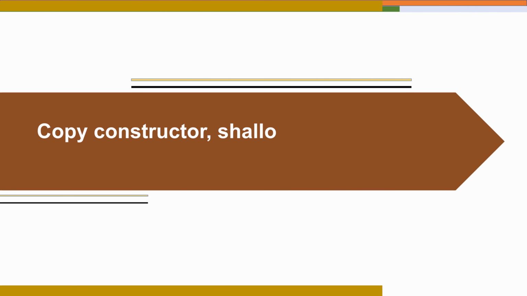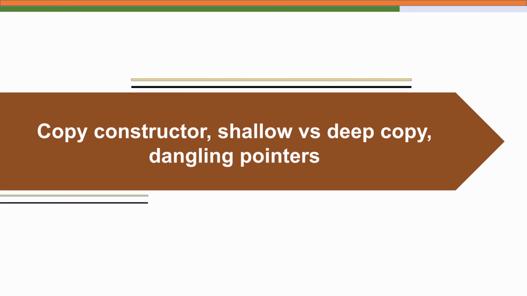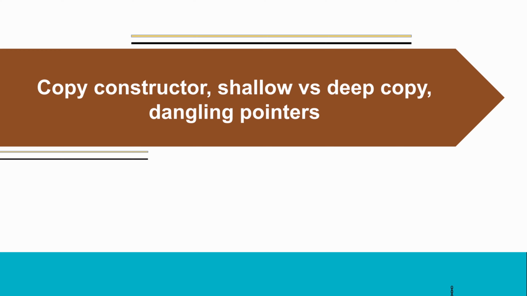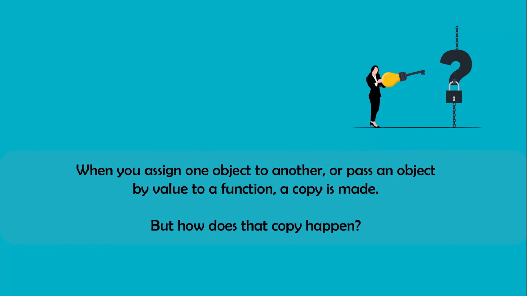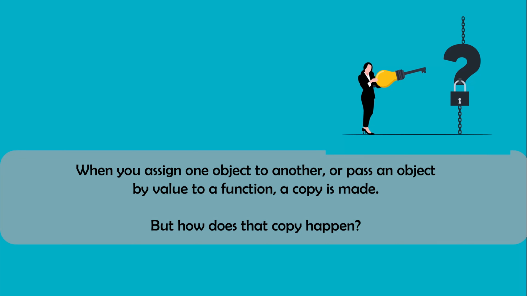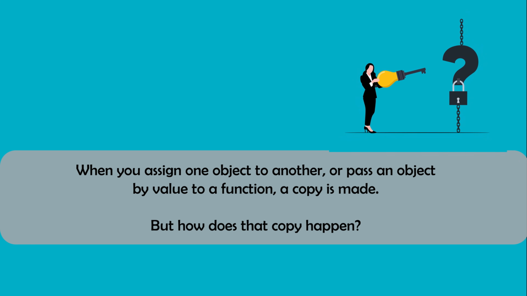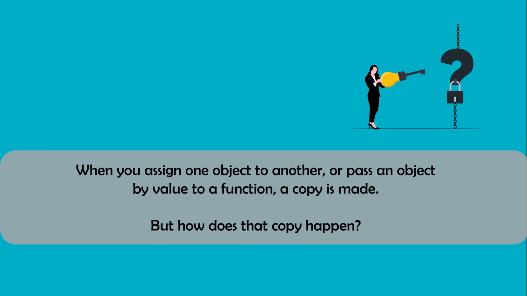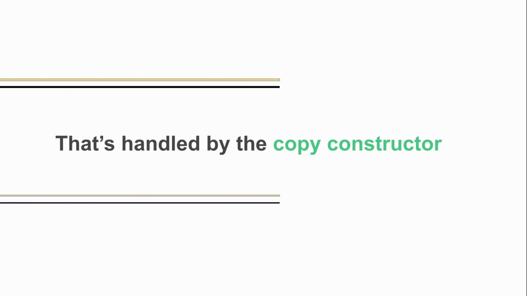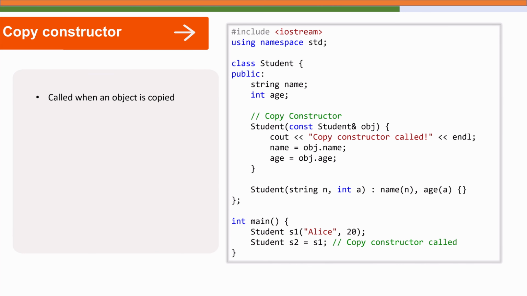Let's look at what actually happens when objects are copied. Whenever you assign one object to another, or pass an object by value to a function, or return an object from the function, a copy of that object is created. But how does this copy happen? Who decides what gets copied and how deeply it should be copied? That's the job of a copy constructor. Let's see an example to see how exactly it works.